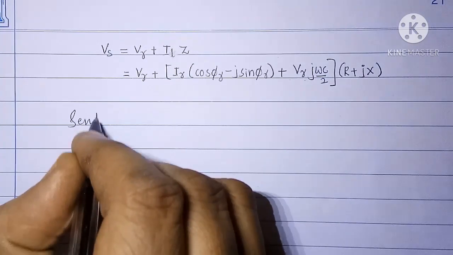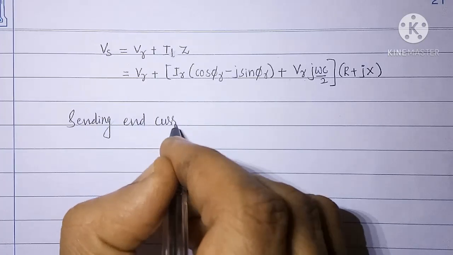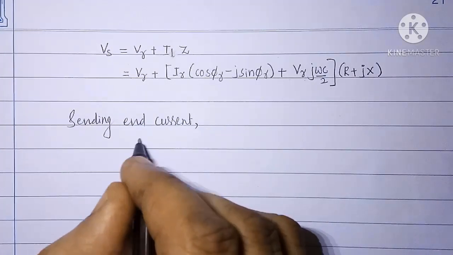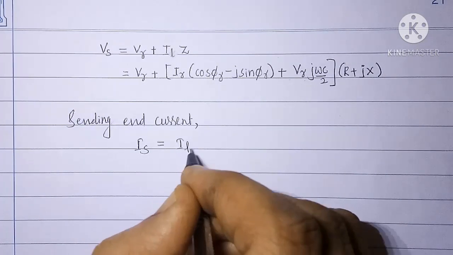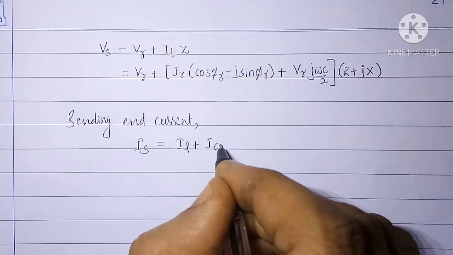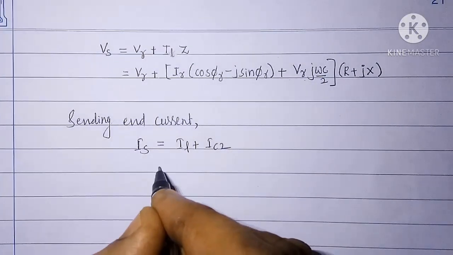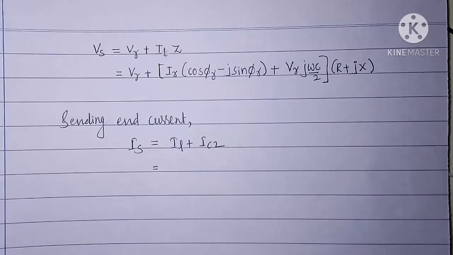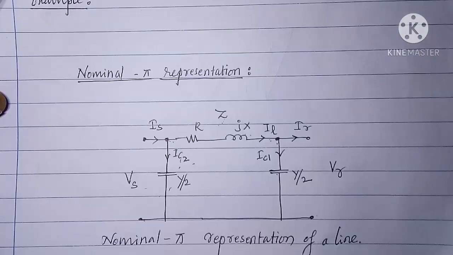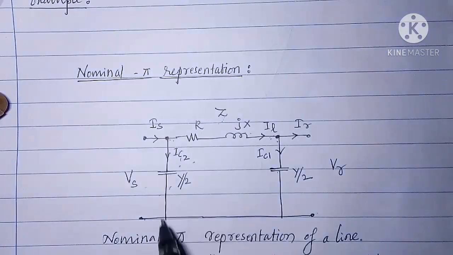Sending end current Is is equal to IL plus IC2. This can be understood by applying KCL to the junction near sending end, that is here, IS is equal to IL plus IC2.